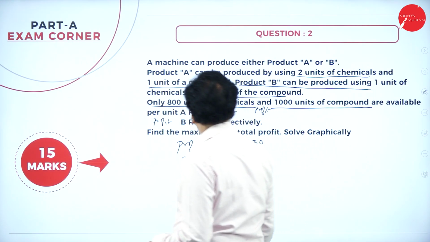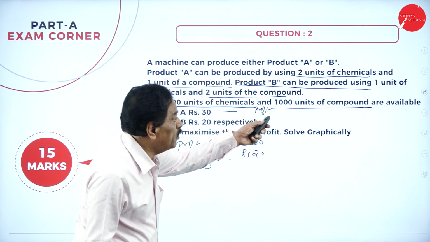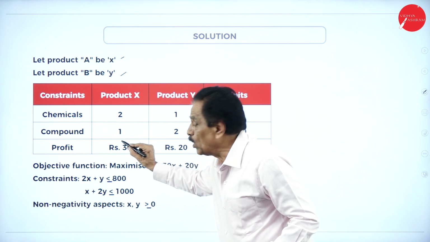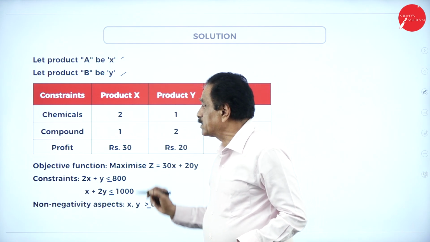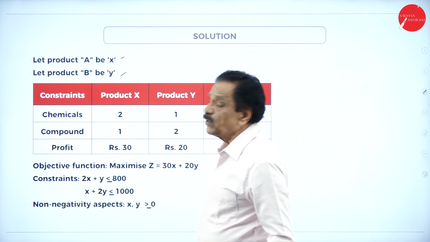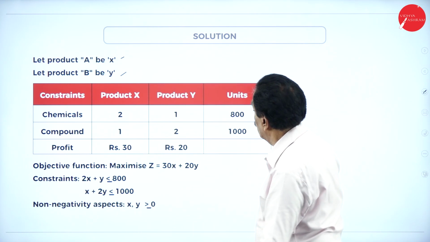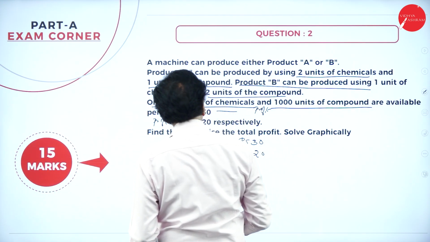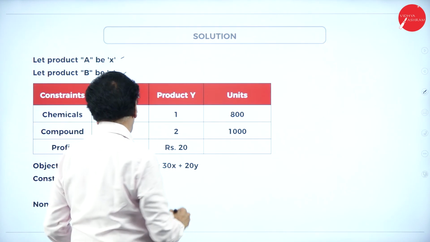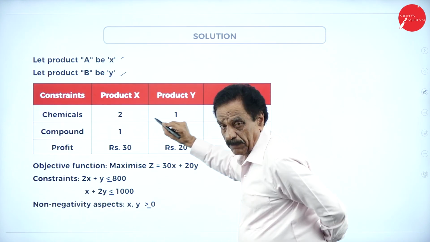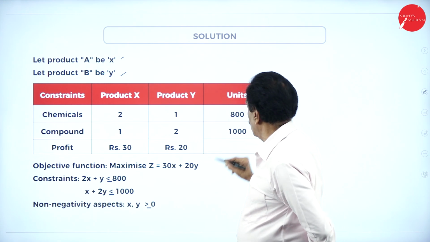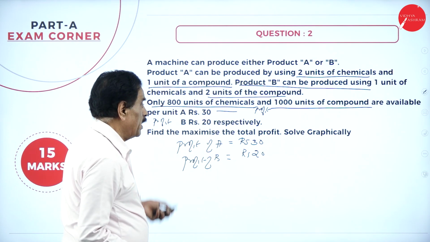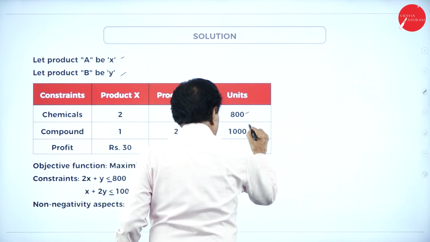Product A can be produced by using 2 units of chemicals and 1 unit of compound. Product B can be produced by using 1 unit of chemicals and 2 units of compound. The maximum units available are 800 and 1000.